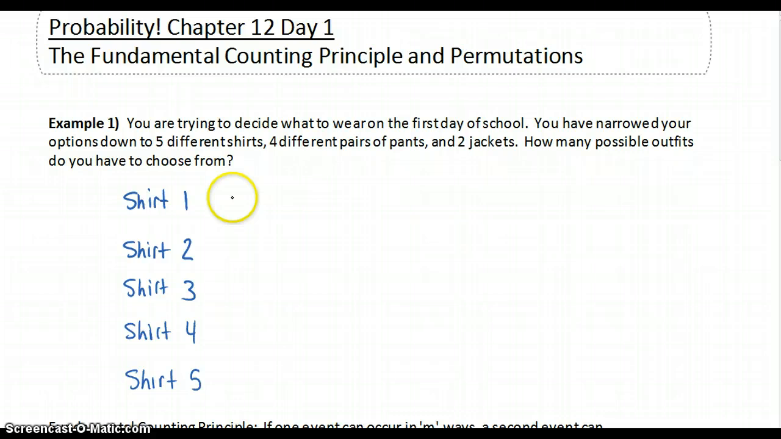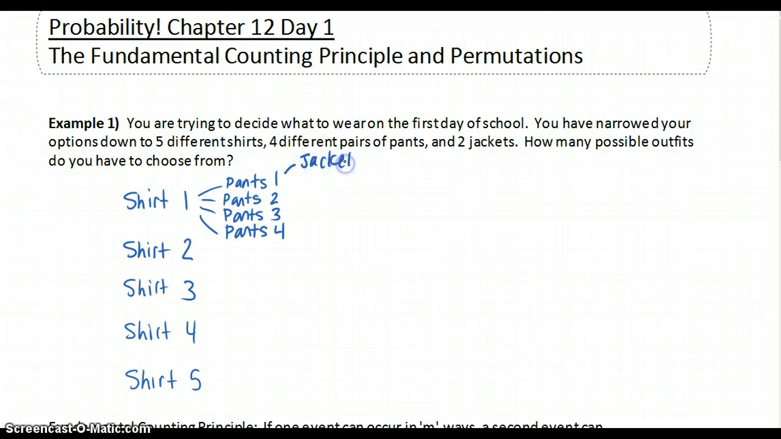All right, so shirt 1, well, we could do pants 1. We could do pants 2. We could do pants 3. Or we could do pants 4. So right there I have 4 options. But then remember, I've got 2 jackets also. So each of these could be jacket 1 or jacket 2. And that's with each of these.